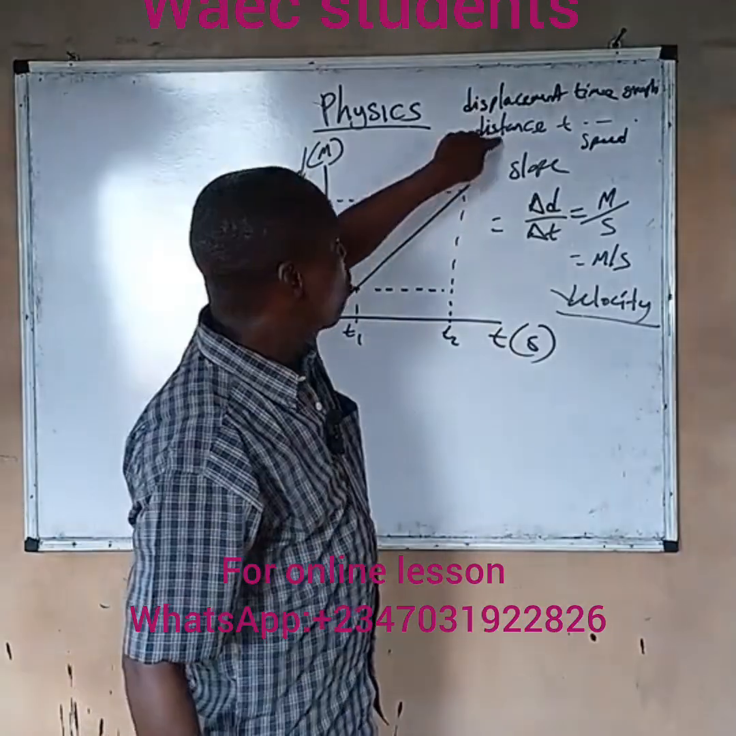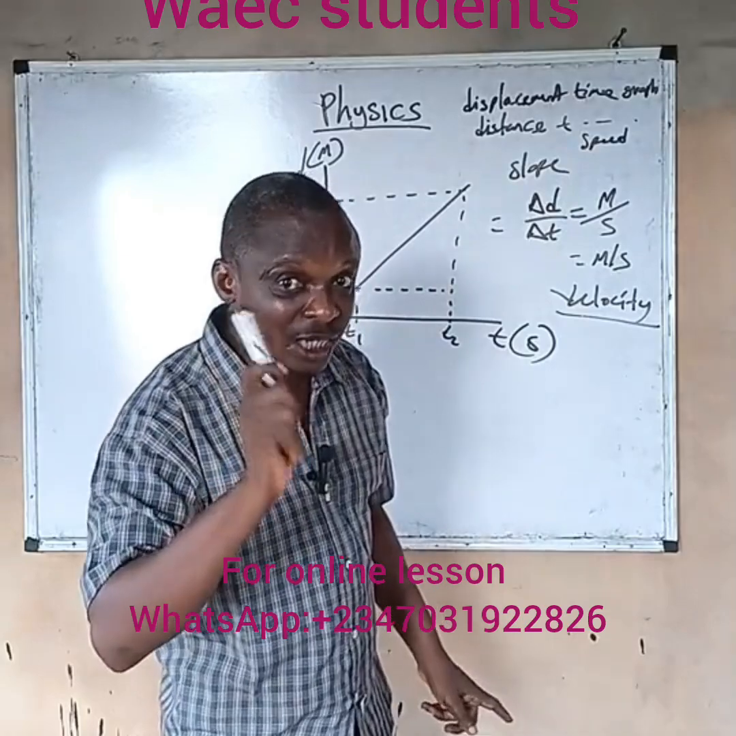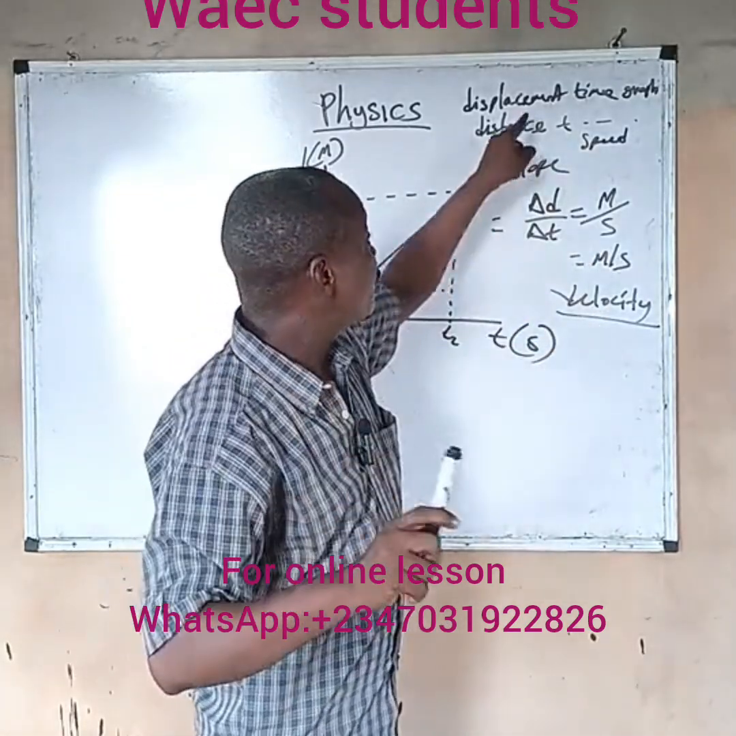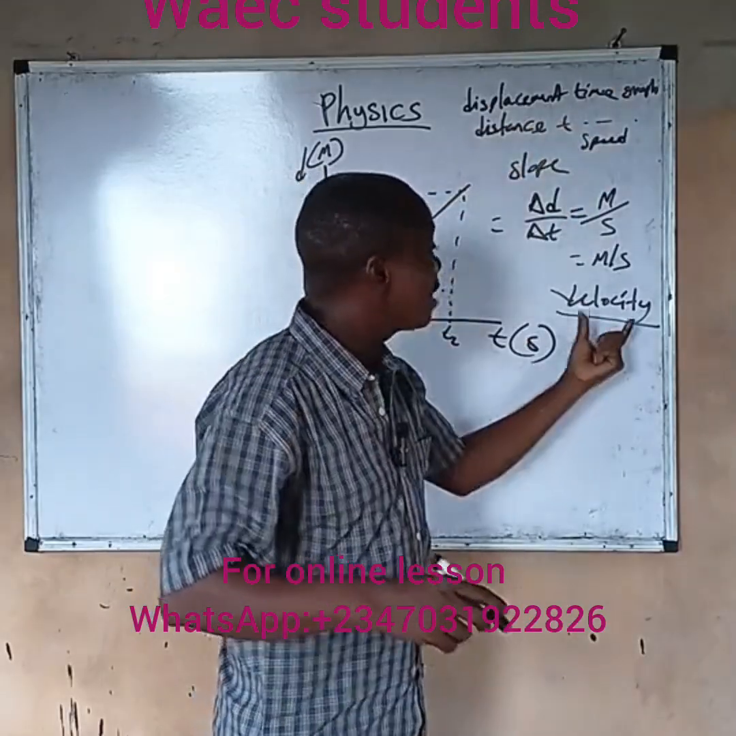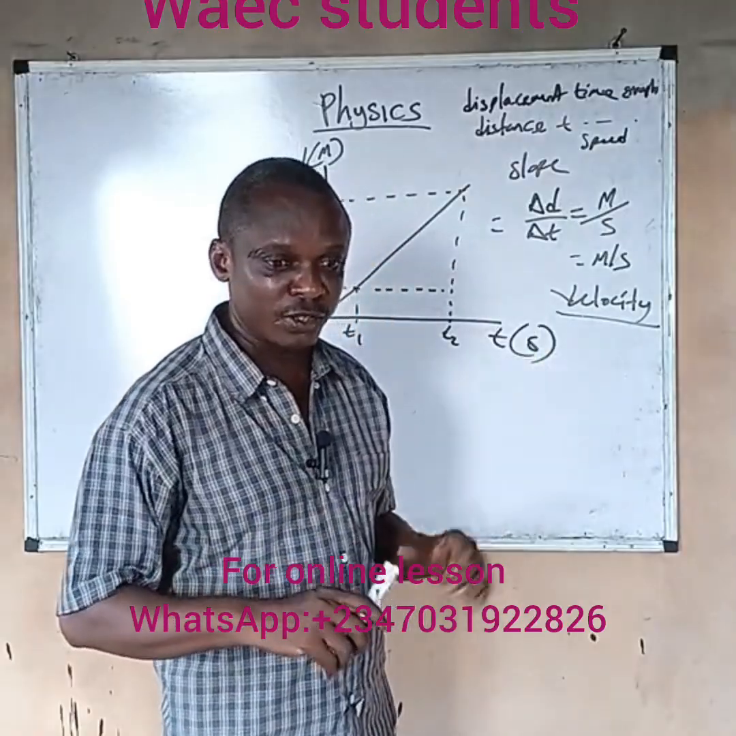So if they ask you what is the slope of a distance time graph, please, the answer is speed. Don't use velocity, even though they have the same unit. But if they ask what is the slope of a displacement time graph, your answer is velocity. Don't go and use speed, please. Take note of that. All right.